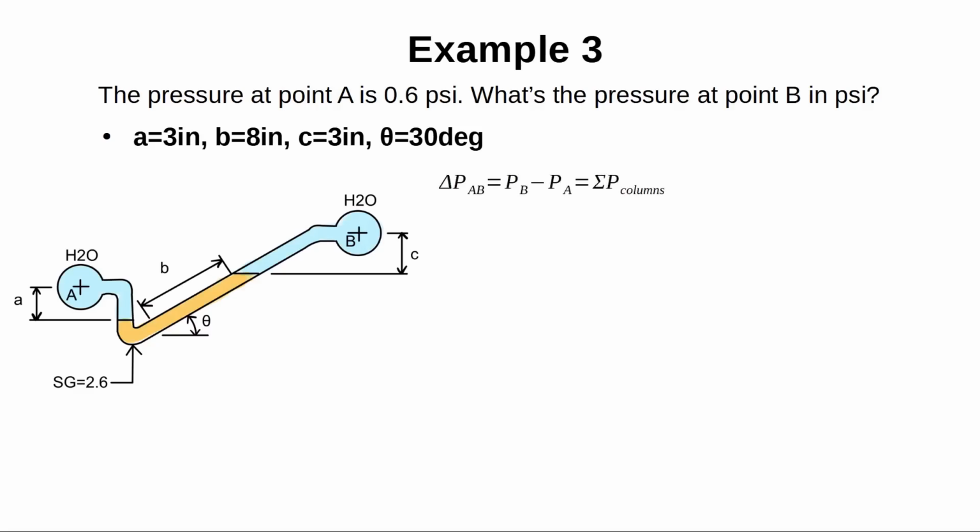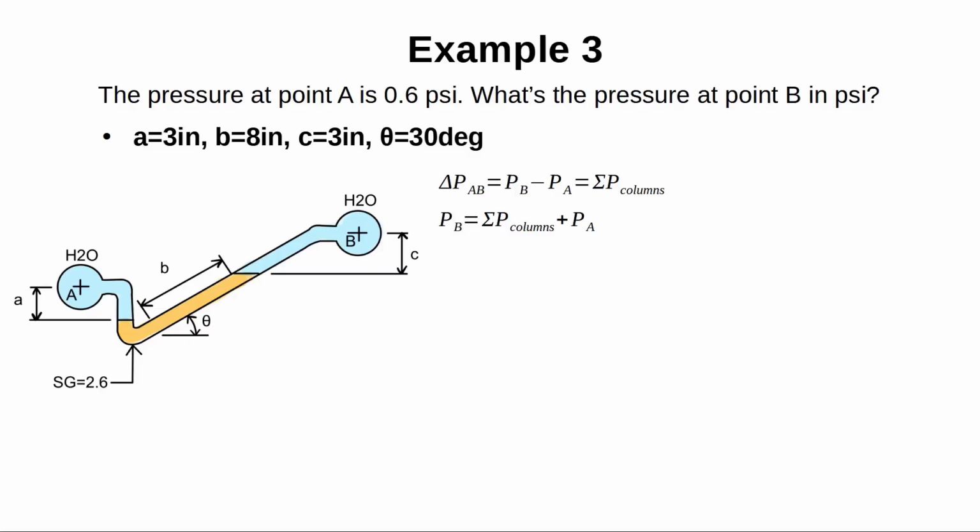Our equation looks a little different this time. We're expanding our delta term and solving for PB. When you do this, always remember that if B is above A, the final answer PB should be less than PA in a hydrostatic system, and vice versa. If B is below A, PB should be greater than PA. Let's rewrite to isolate PB.